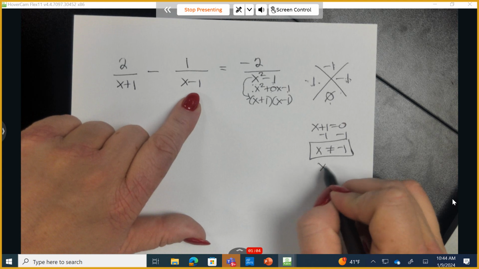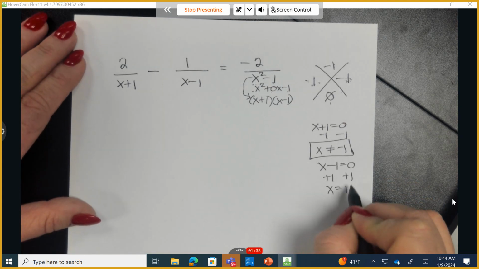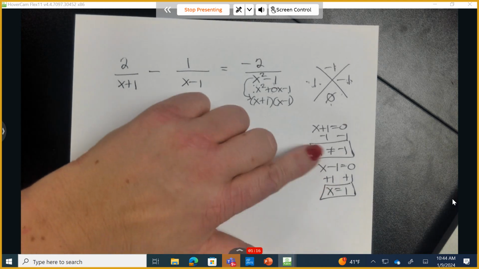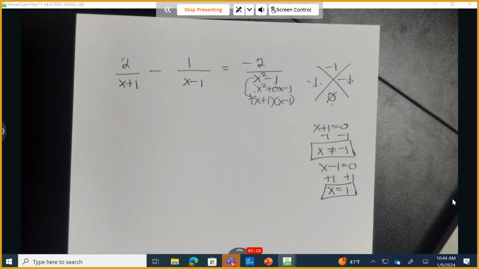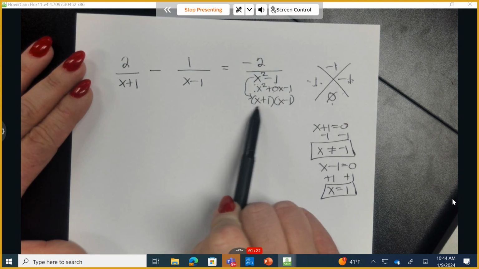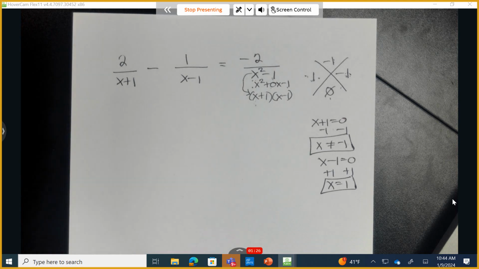I'll do the next one, x minus 1 equals 0. X also cannot equal +1. X cannot equal -1, and x cannot equal +1. So when I'm all done with this example, I need to first go back and make sure that it does not equal 1 or -1. I don't have to do it for the third term because I've already tried x plus 1 and x minus 1. That's step number 1.